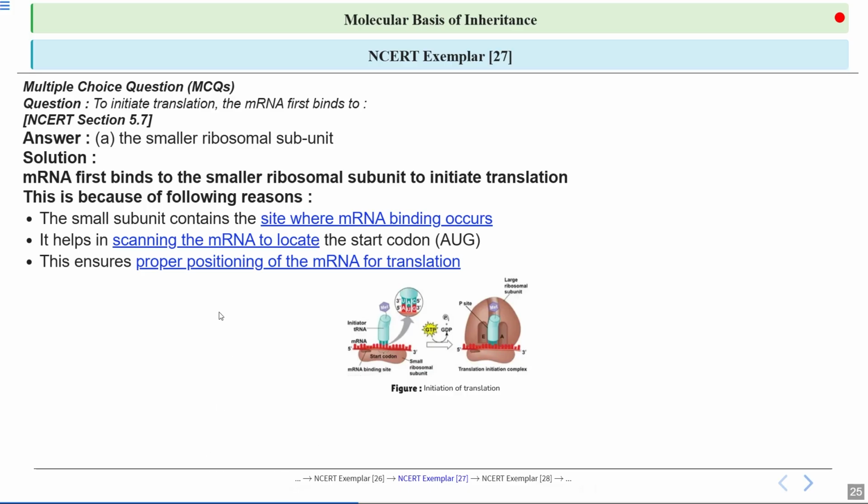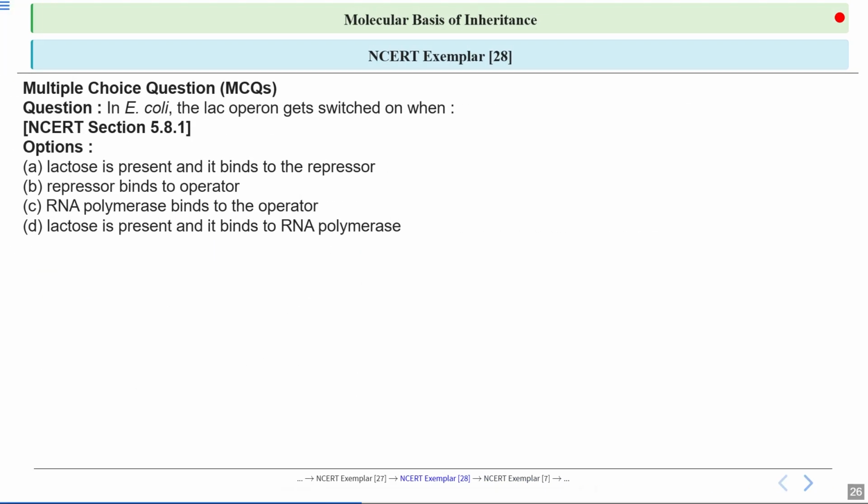Here you can see this is the small ribosomal subunit. The small ribosomal subunit will bind to the messenger RNA. Okay, and this small ribosomal subunit scans the messenger RNA and it locates the initiation codon, which is AUG, and then the transfer RNA will come that will have an anticodon loop. Okay, this will bind here. Okay, and it will bring the corresponding amino acid, which is methionine. So AUG codes for methionine.